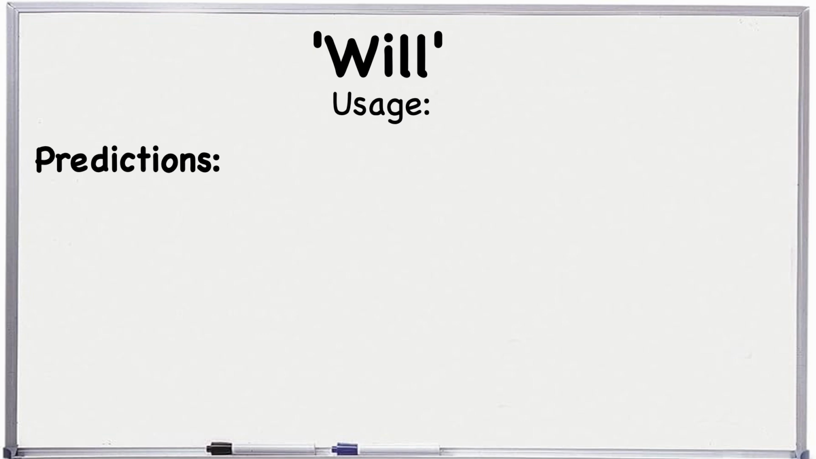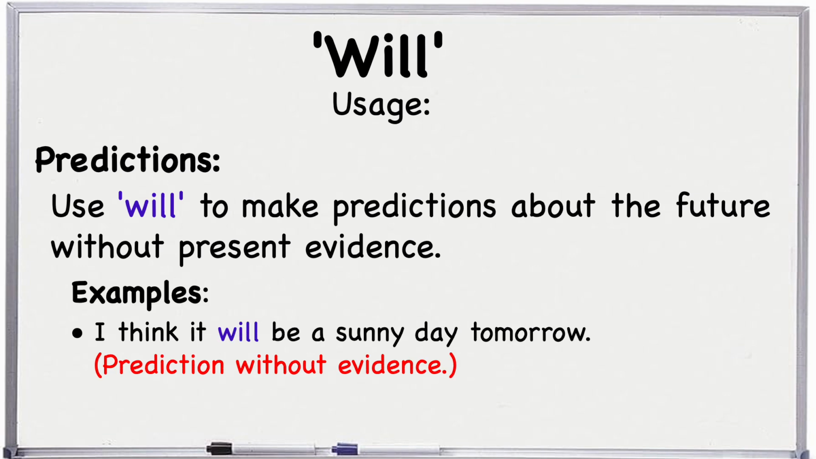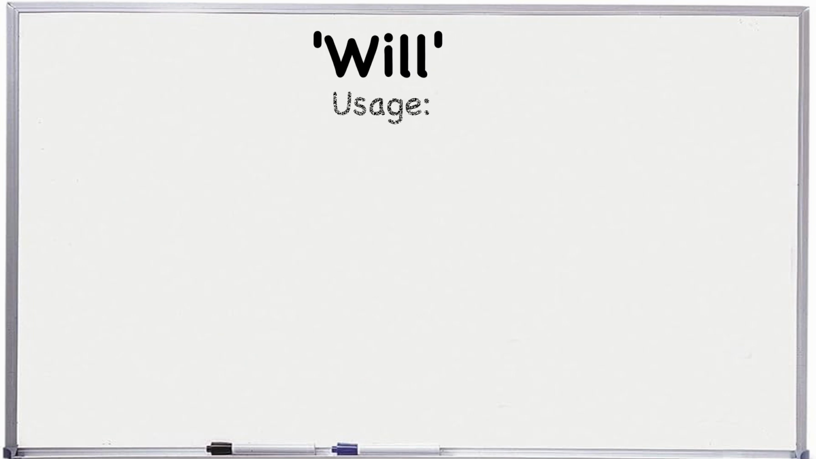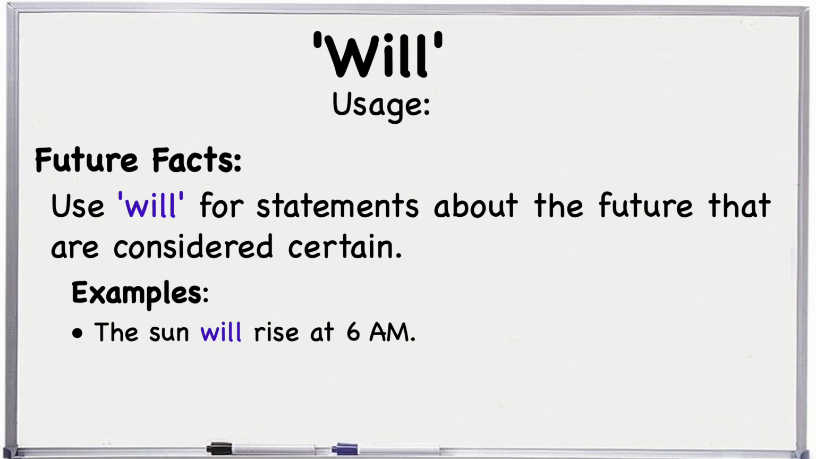We use will to make predictions about the future without any present evidence. So for example, I think it will be a sunny day tomorrow. This is a prediction, but we have no evidence to back it up. We use will to talk about future facts. We use will for statements about the future that are considered certain. So for example, the sun will rise at 6 a.m.